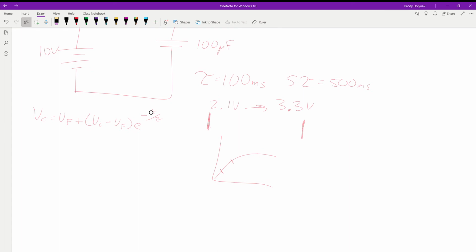Okay? So when we're solving this, we're going to have the voltage of our capacitor minus our V final, and that's equal to the V initial minus V final.